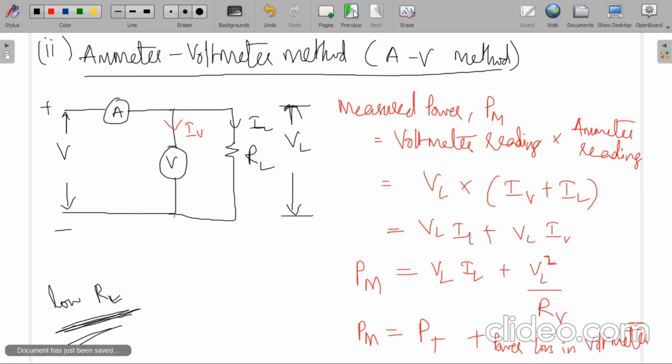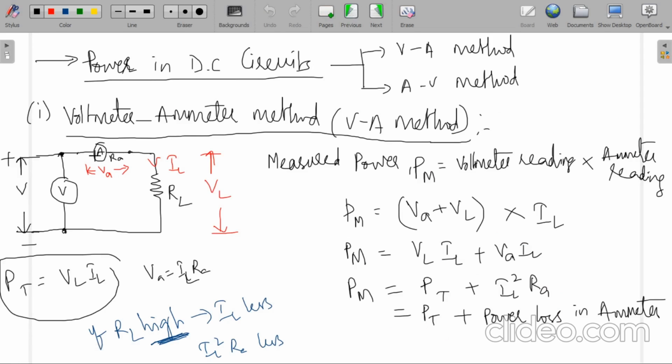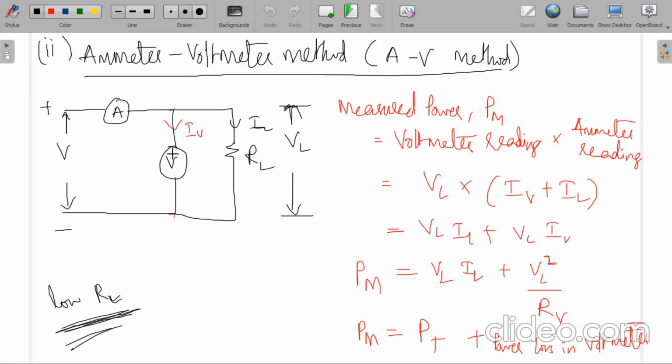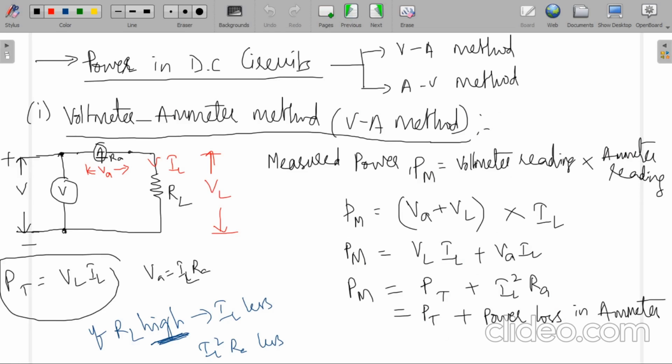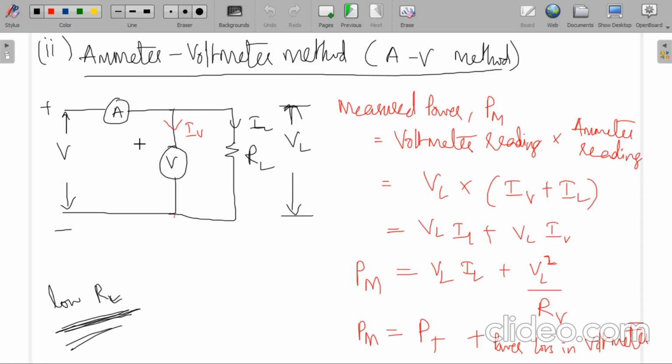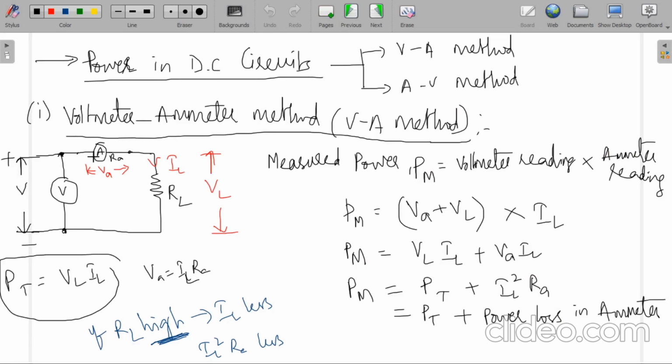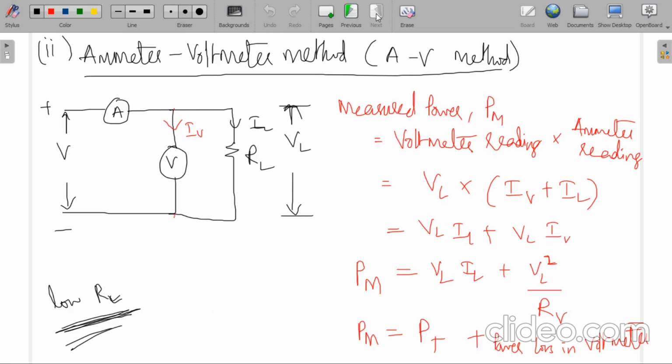In the previous case, the error is due to the ammeter. In this method, the error is due to the voltmeter. So, coming to the observation, the error is due to the instrument which is connected at the load side. Since the voltmeter is connected at the load side, you are going to get the error due to this instrument.